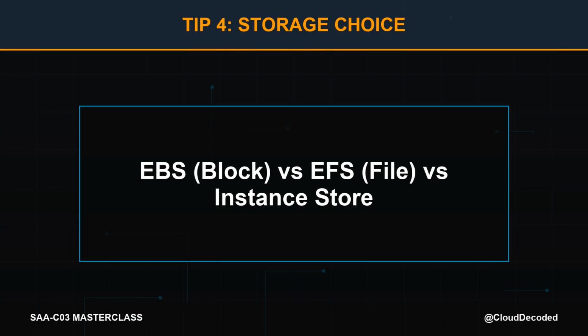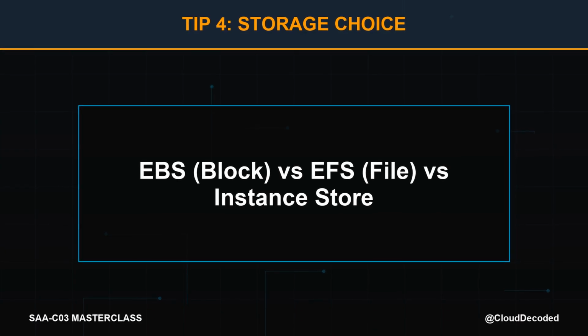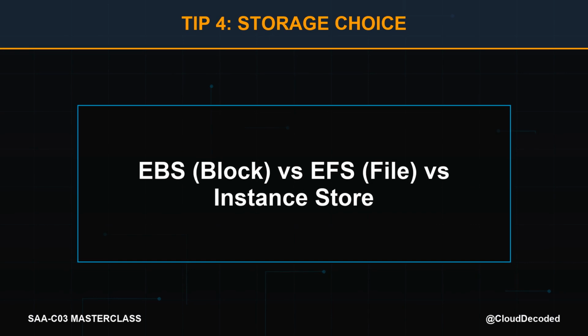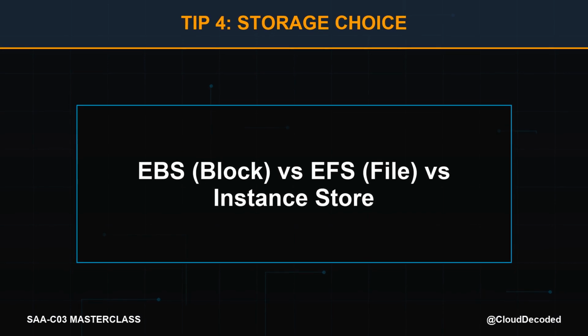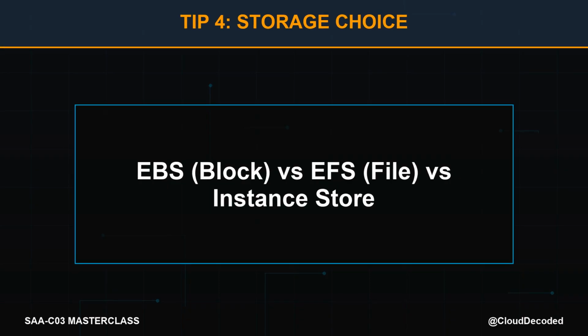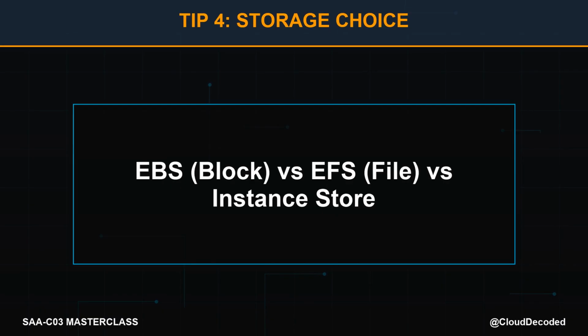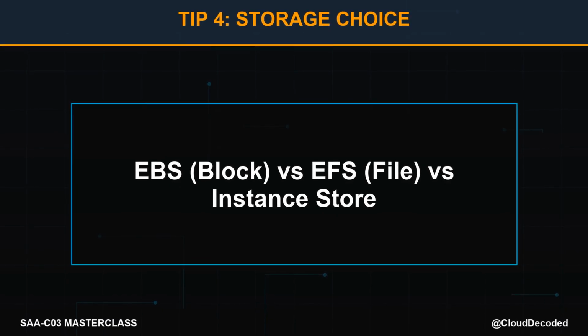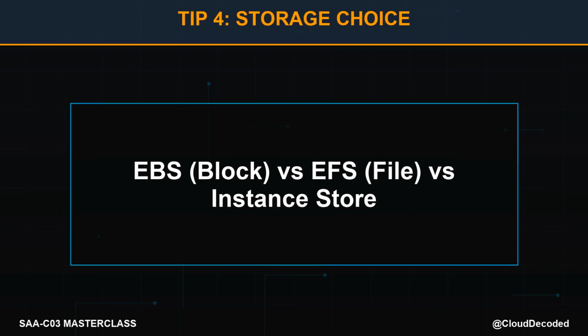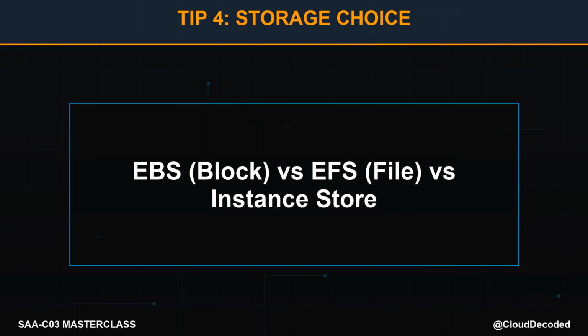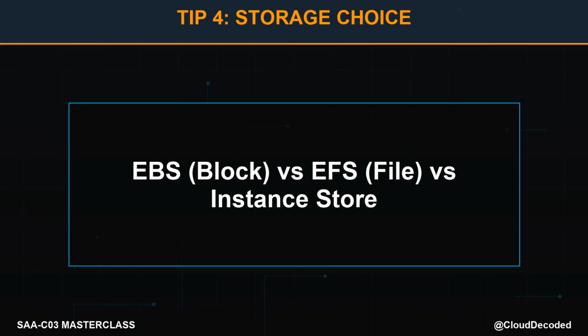Tip 3. Storage selection. Know when to use EBS, EFS, or instance store. EBS is block storage for a single EC2 instance. If you need a shared file system that multiple EC2 instances can access simultaneously across different availability zones, EFS is the answer. But wait, what about instance store?